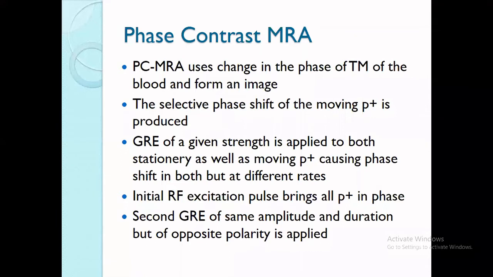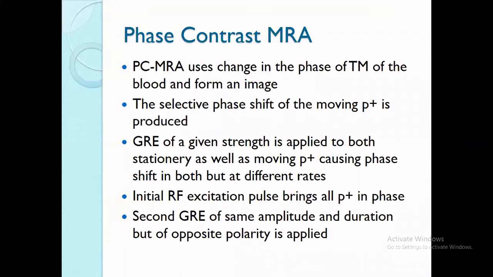We select the moving protons only. We are targeting it, and if you are targeting it, it can give us a particular image. So this technique is used for magnetic resonance angiography. What we are using here is not the spin echo, but the gradient echo. By gradient echo, we mean that we will be using the gradients. So if a given strength is applied both on the stationary and on the moving, it causes the phase shift between the two, and that differs in the contrast, and it gives us the phase contrast imaging.